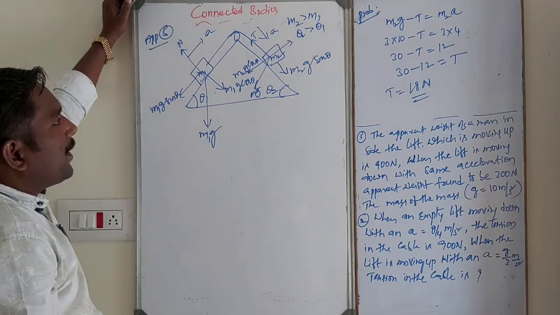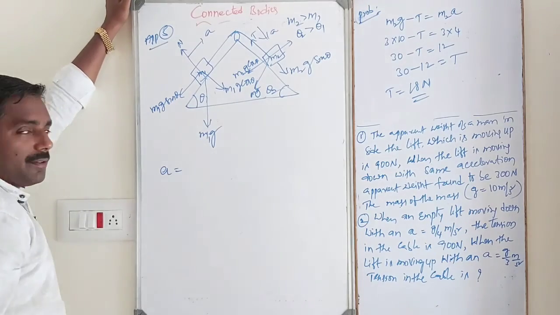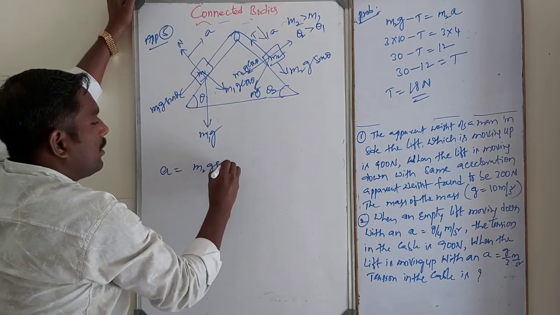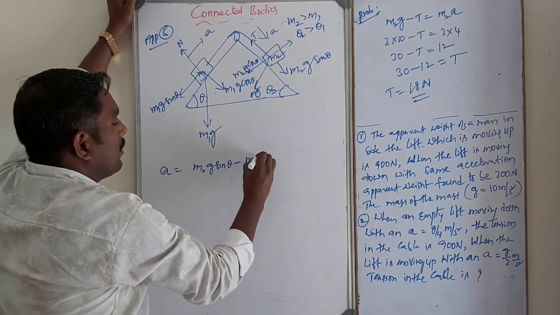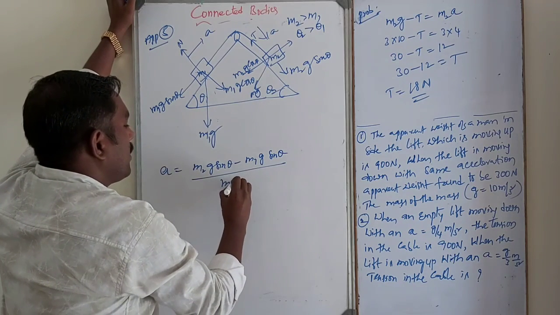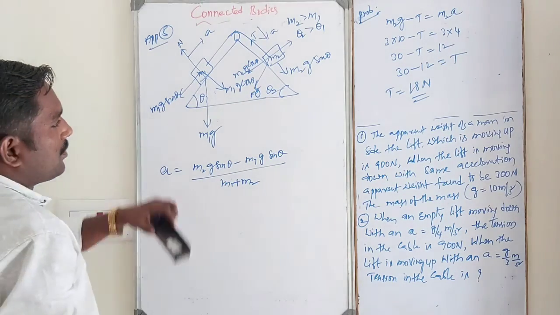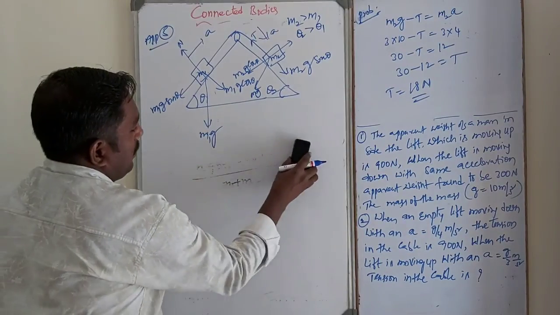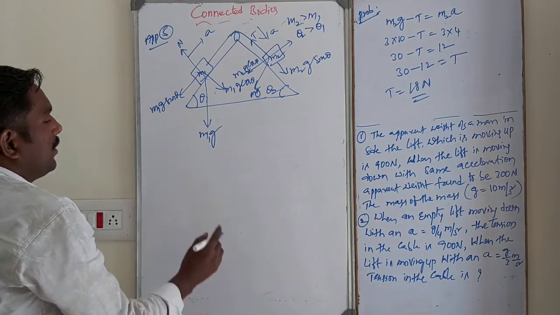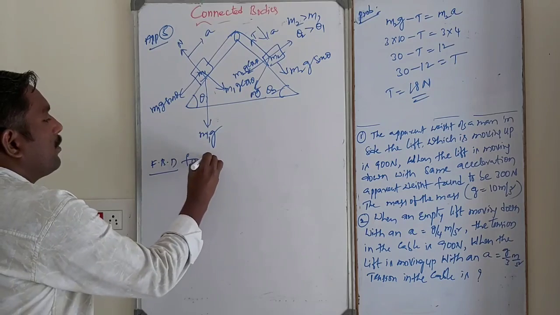Okay. How to find out the acceleration? Already we know, for direct acceleration, it is equal to what? Acceleration is equal to the higher force, m2g sin theta minus m1g sin theta, whole divided by m1 plus m2. Simple. Otherwise, if we want to solve it, just draw the free body diagram for m2.